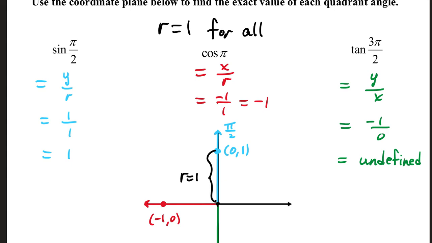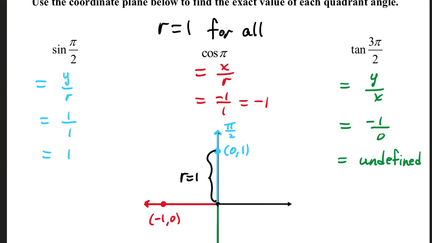In red, our middle example, cosine of pi is equivalent to 180 degrees. So if we start on the positive x-axis, rotate around pi radians or 180 degrees, we land on this red terminal side. Again, for simplicity, I picked a point 1 unit away from the origin, so that's (-1, 0). Cosine is defined as the x-coordinate over the distance from the origin. So the x-coordinate is negative 1 over 1, that's the distance from the origin, for an overall value of negative 1.